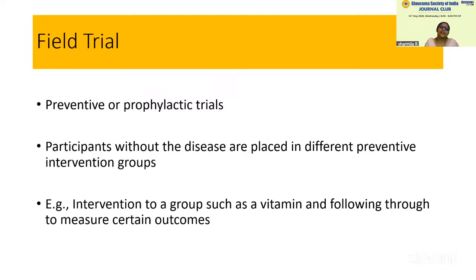So this is basically done to identify prophylactic measures. For example, you look at participants without the disease and they're placed in different preventive intervention groups, and you find out which is the better one to prevent that particular disease. Example, interventions to a group such as a vitamin, and follow through to measure certain outcomes. So any kind of thing which is new, like vaccine testing, all of this can go into a field trial.